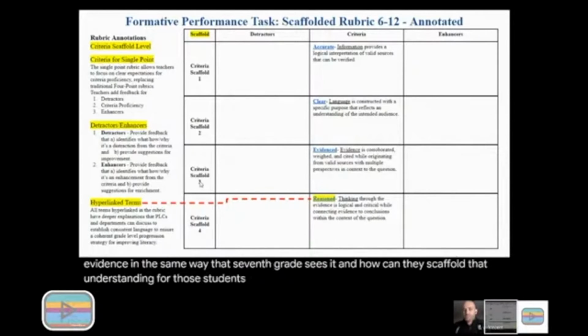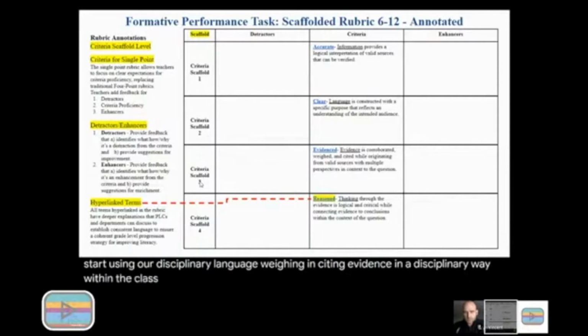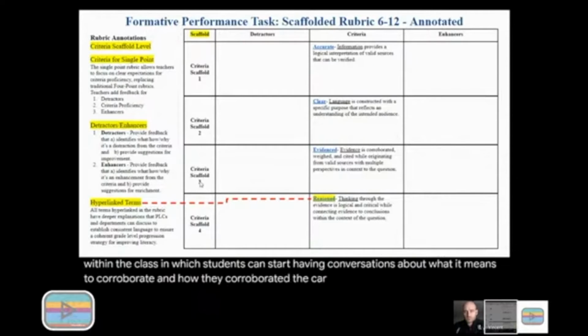And again, this creates an opportunity for students to start using our disciplinary language of weighing and citing evidence in a disciplinary way within the class, in which students can start having conversations about what it means to corroborate and how they corroborated their evidence and weighed their evidence and so on.